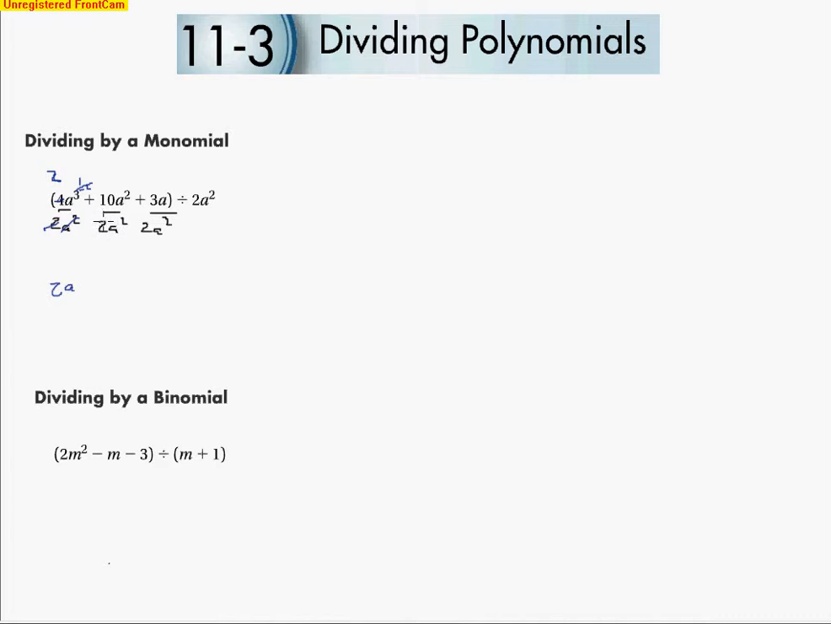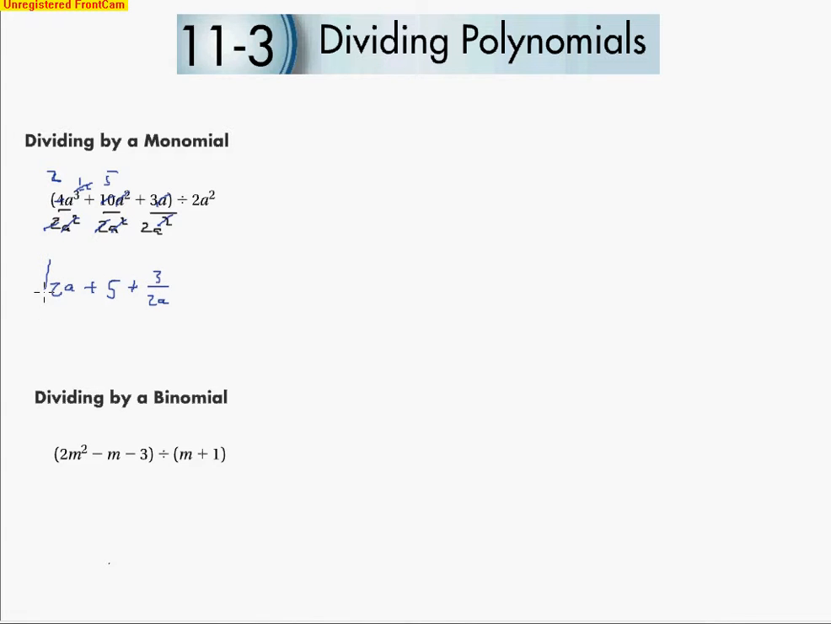Over here, 2 goes into 10 5 times, and the a's cancel out. So I'm just left with a plus 5. And over here, we do not get a monomial because we'll end up dividing, and the a is left on the bottom. So when we go ahead and do that reducing, I'm left with 3 over 2a.